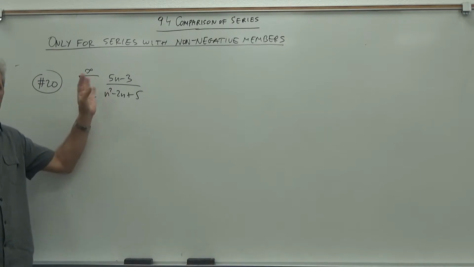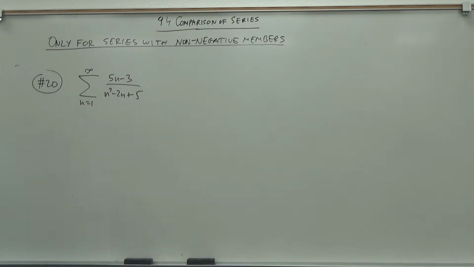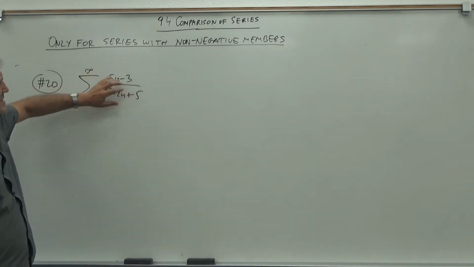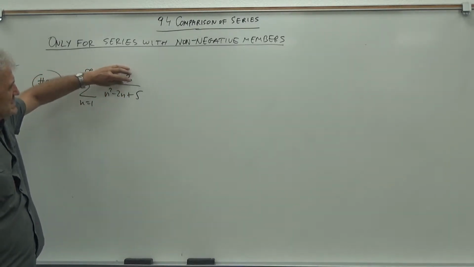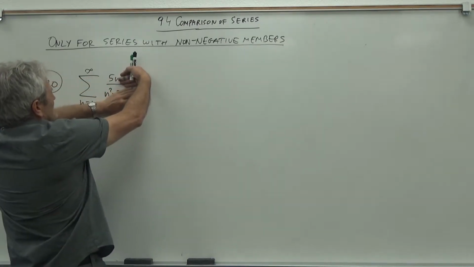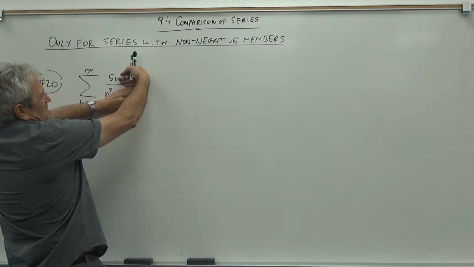The members are positive, so nothing to worry about there. So the main thing is to estimate the size of the members, the same way as when we calculate horizontal asymptotes. When n gets big, of course, 5n is much more important than 3, and n squared is much more important than the other terms. So altogether, these behave like 5n over n squared, which is 5 over n.